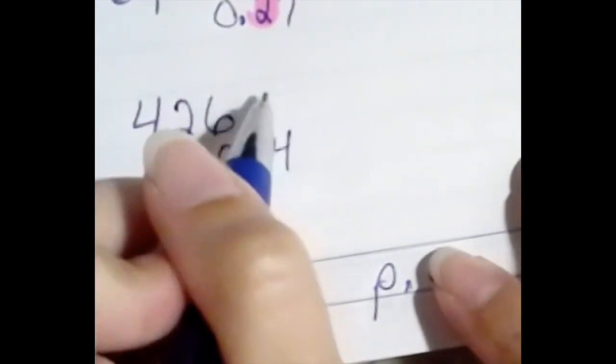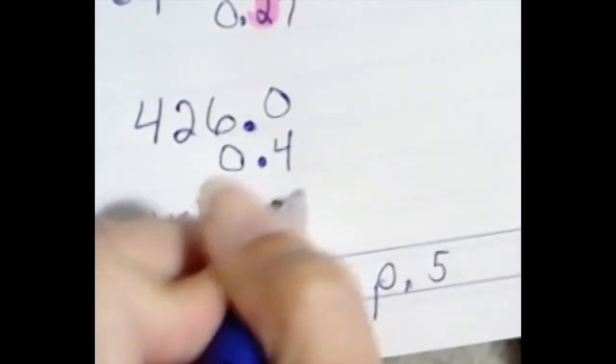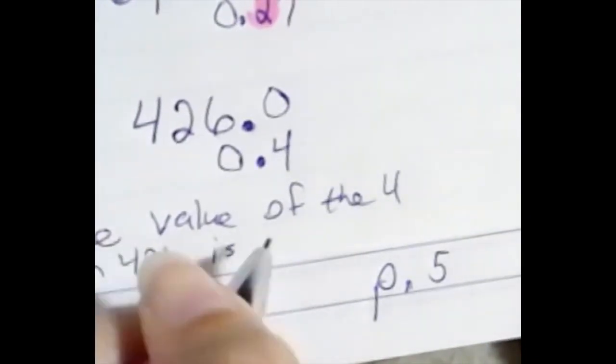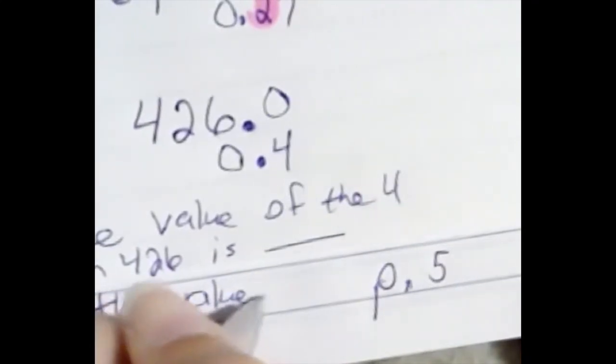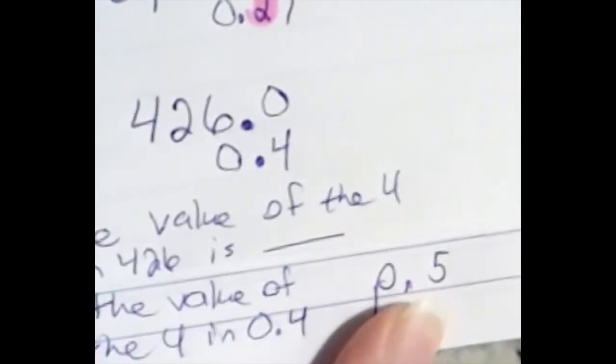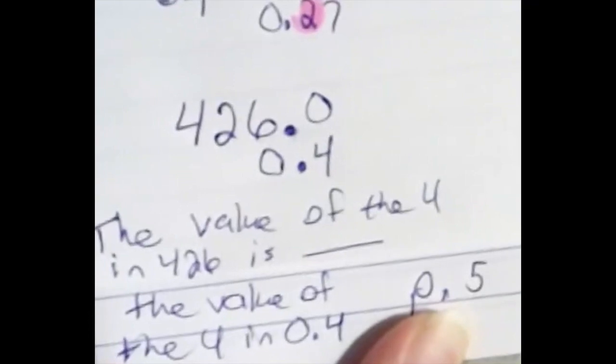Again, we can put a placeholder. So I want to say that the value of the 4 in 426 is blank. The value of the 4 in 4/10. I don't know if y'all can see all that, so I'm going to move it over some.